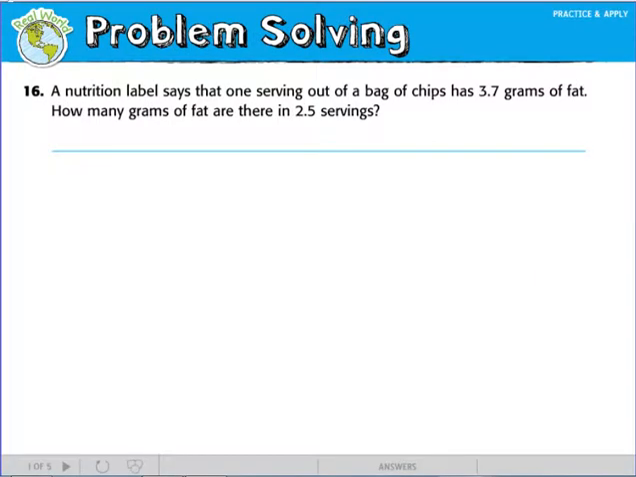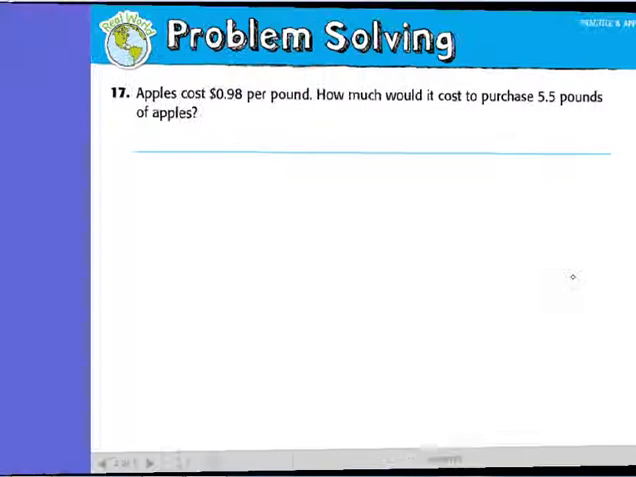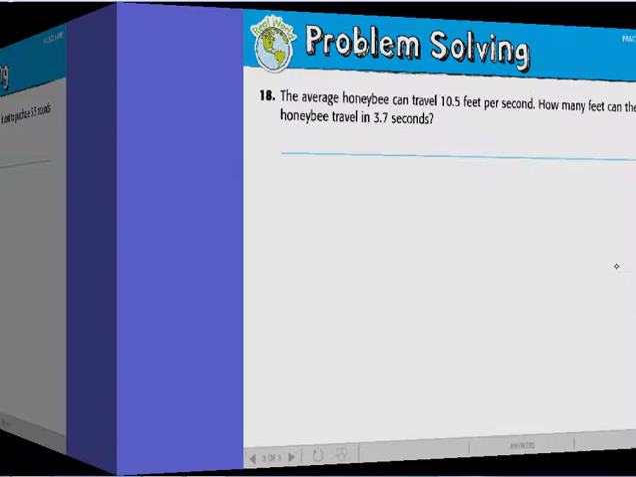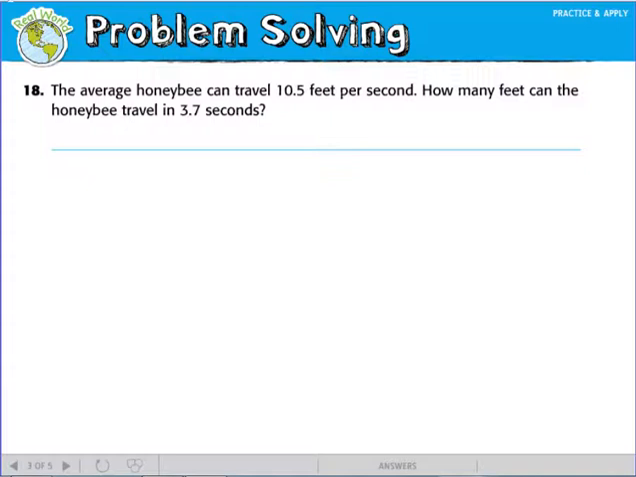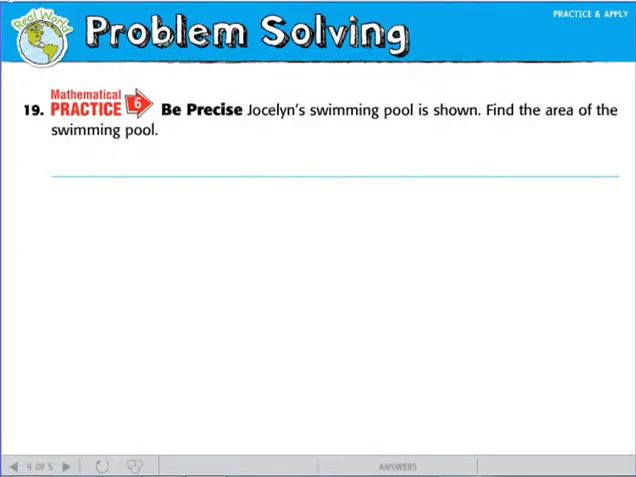The nutrition label says that a serving out of a bag of chips has 3.7 grams of fat. About how many grams of fat are there in 2.5 servings? This is one of the word problems that you have already done. Alright? This is the same as the 12 and 6200 kilograms and so forth. So, you're going to work your way through here. You're going to go to 21.